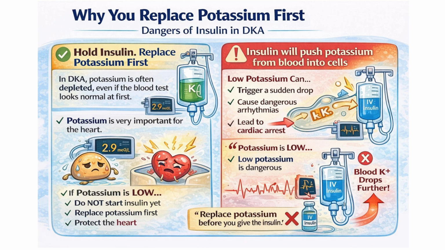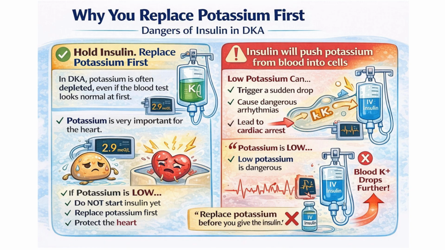Even though diabetic ketoacidosis is caused by a lack of insulin, insulin cannot always be started right away. This is because of potassium. Potassium is very important for the heart. In diabetic ketoacidosis, the body loses a large amount of potassium. This happens because high blood sugar causes frequent urination. When the patient urinates, potassium leaves the body with the fluid. So even though the body is low in potassium, the blood test at the beginning can be misleading.